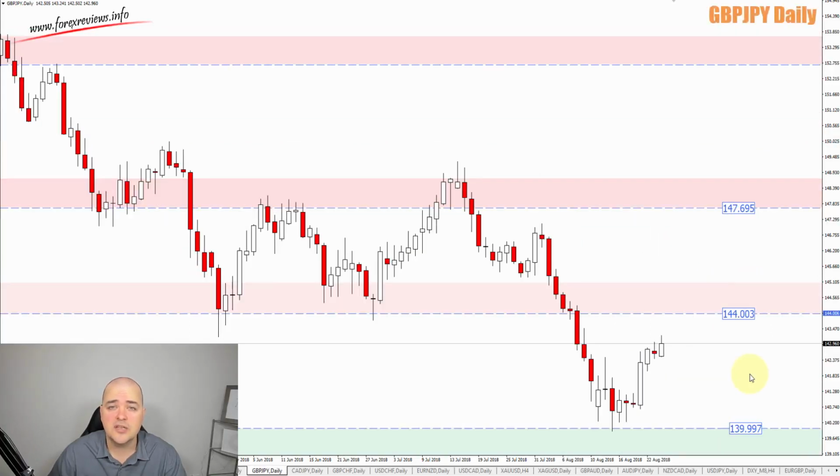Okay, next pair to cover is GBP Yen, and I'm on the daily chart. On GBP Yen, what I'd like to highlight is the 144 zone area as an area that if price action tests this area this week, that this is an area on this market where I'm just looking for bearish evidence in this area. And if I see right bearish evidence in this area, like I go over in the Forex training on the website, then potentially looking for a move all the way back down to the 140 zone area to the downside.